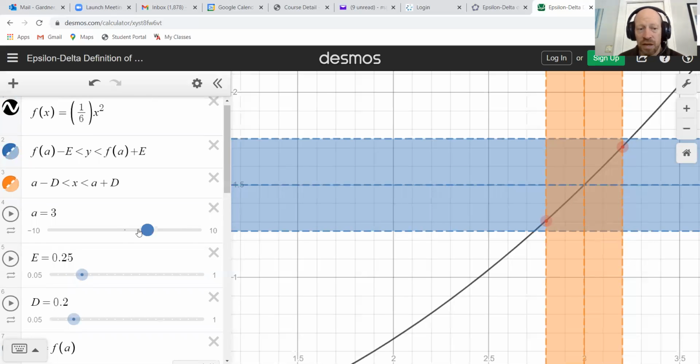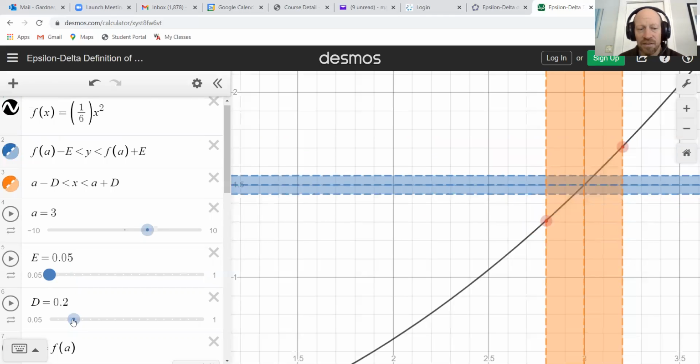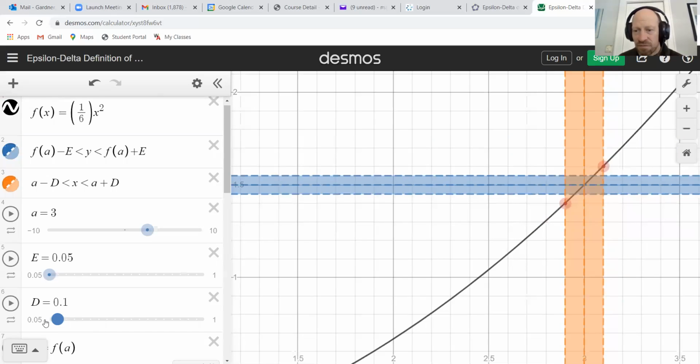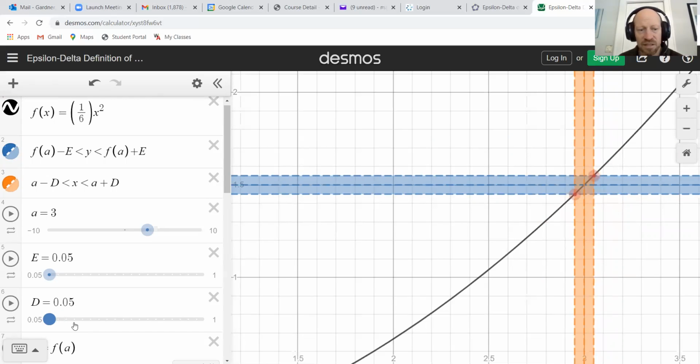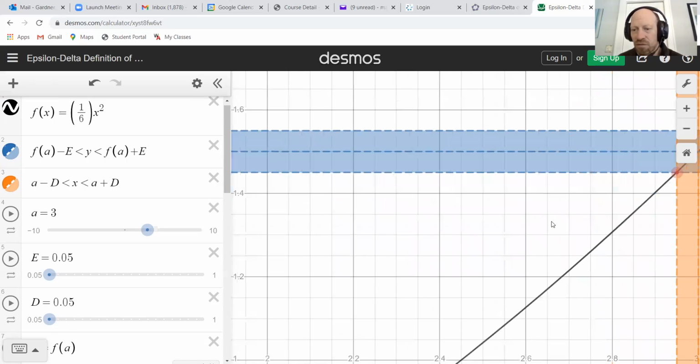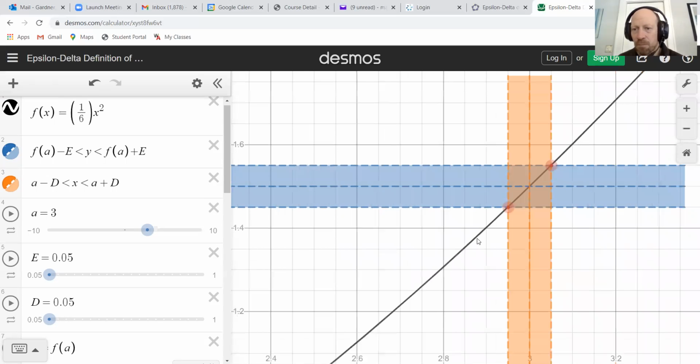So then the game would be, okay, someone picks a smaller epsilon. Can I still find a small enough delta? And it appears I can, although I'm starting to run out of graphic space there. Okay. So it's like a little visual representation of what's going on. I don't know that it's revolutionary, but it is illustrating the idea.